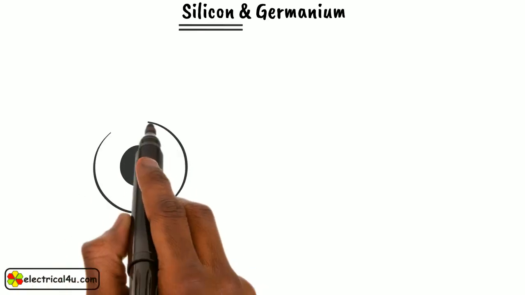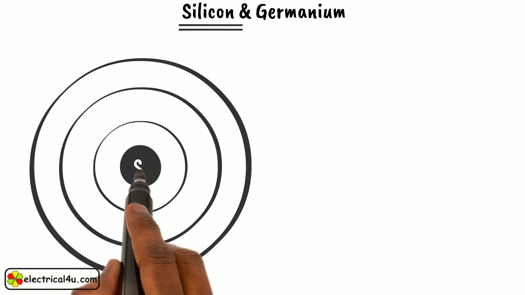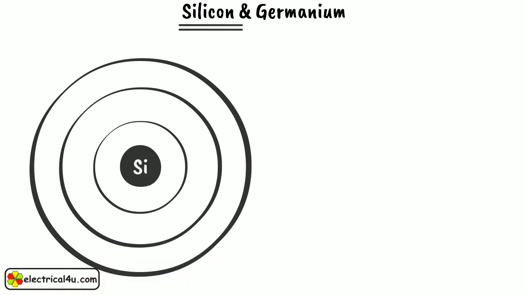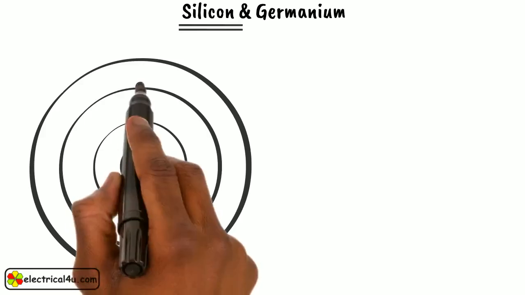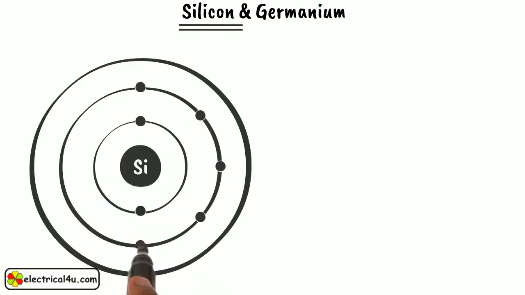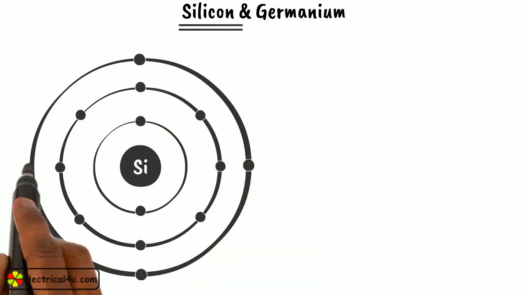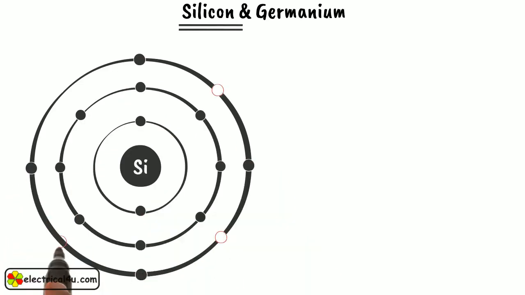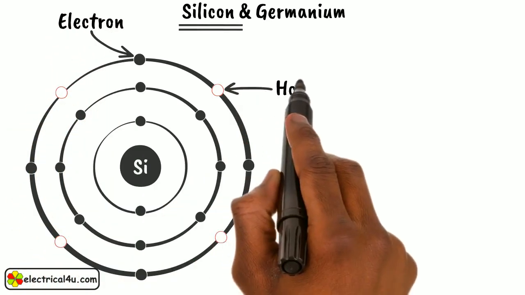Silicon has 14 electrons, orbiting in 3 orbits. And they are distributed as 2, 8, and 4. This means 2 electrons are in the innermost orbit, 8 electrons are in the next orbit, and 4 are in the outermost orbit. Silicon atoms have 4 valence electrons, and 4 holes in their outermost orbits.